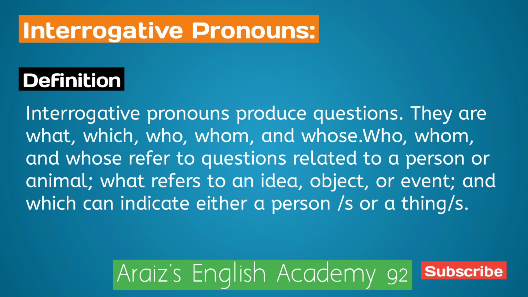Next we have interrogative pronouns, as is clear by the title. Interrogative pronouns produce questions. They are what, which, who, whom, and whose. Who, whom, and whose refer to questions related to a person or animal, while the word what refers to an idea, object, or event, and the word which can indicate either a person or a thing.